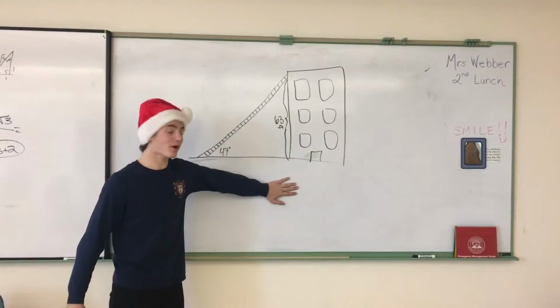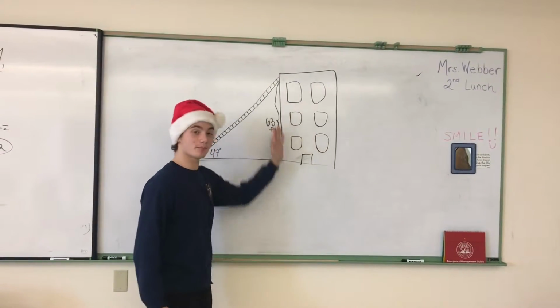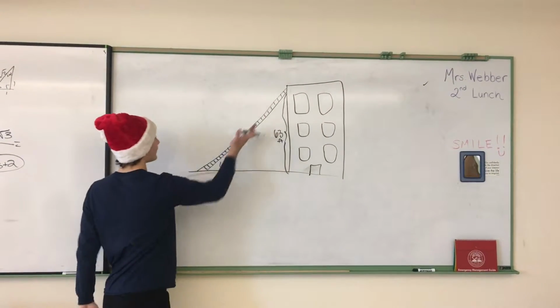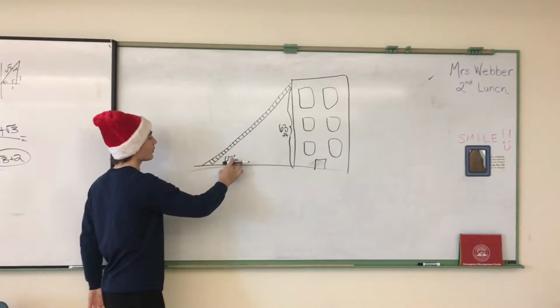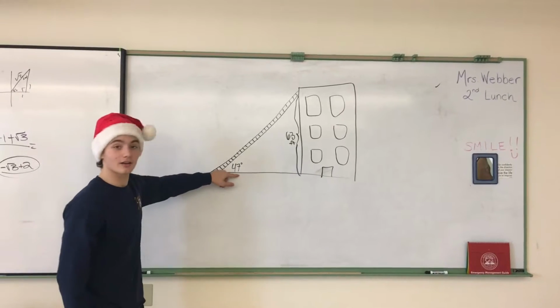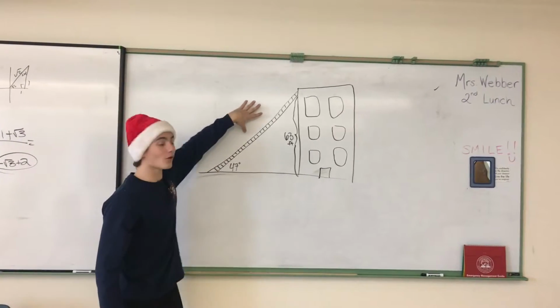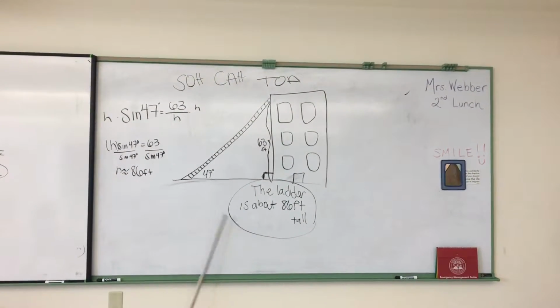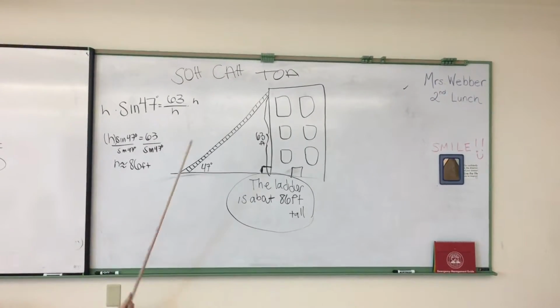So for your first practice problem, you have an apartment building which is 63 feet tall, and you have a ladder leaning against the building, creating a 47-degree angle of elevation. Your goal is to find the length of the ladder. Pause and try it. If you answered 86, good job.